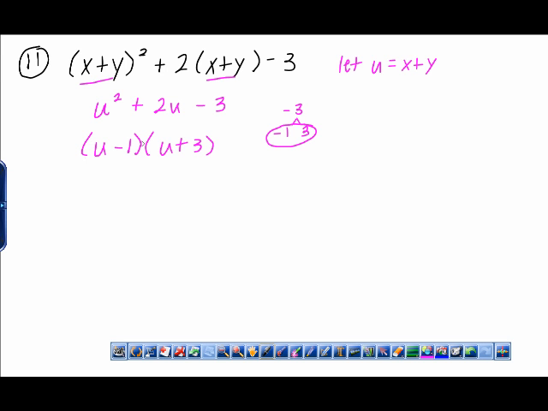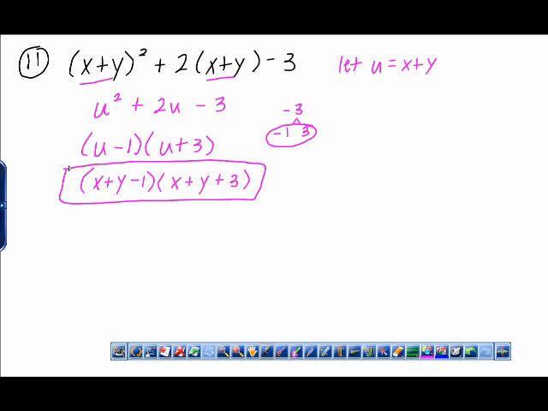The only thing you've got to remember with u substitution is you've got to substitute it back at the end. A u was not part of my original problem, so it can't be part of my final answer. Oops. Plus x plus y plus 3. So you don't have to do u substitution to factor this, but it does make it easier to see.